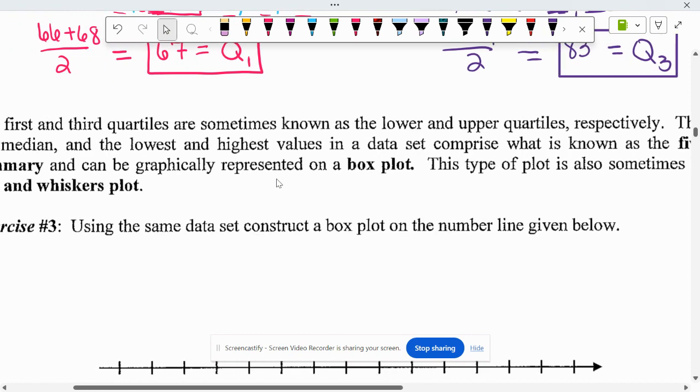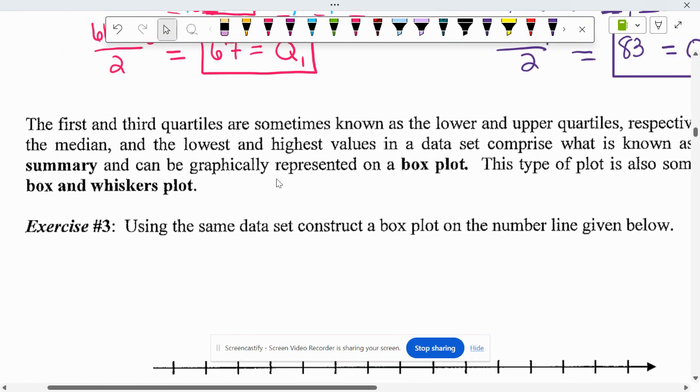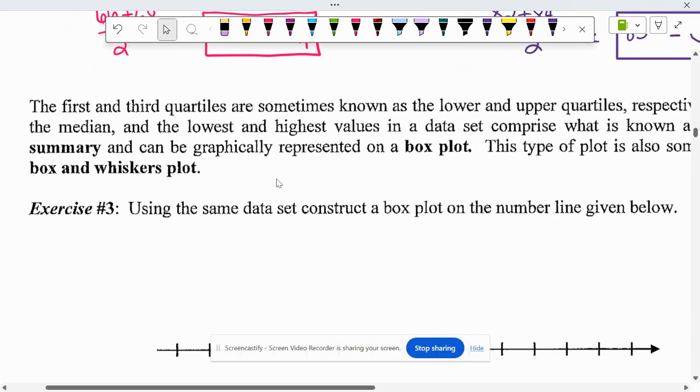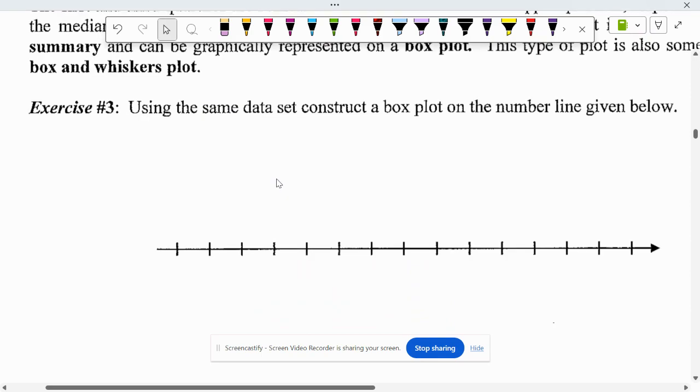You guys have already learned about that, right? And it can be graphically represented in a box plot. We already know that. This type of plot is also called a box and whiskers plot because you take the 2 extremes, the maximum and the minimum, right? And you connect them to your box with what we call the whiskers. So we're going to use the data set that's above, and we're going to create a box plot.